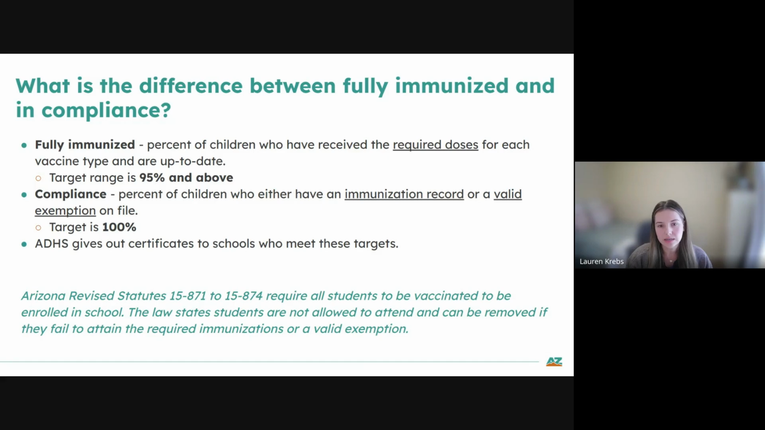Compliance is the percentage of children who either have an immunization record or a valid exemption on file. So for this, we want 100%. We just want to know how many students are covered or exempt. And then we do give out certificates, typically in the springtime, once I've gone through the data. We give out certificates to schools who do meet these targets.